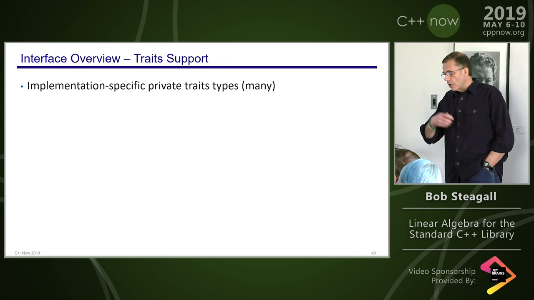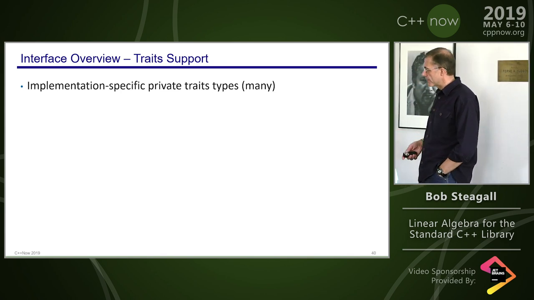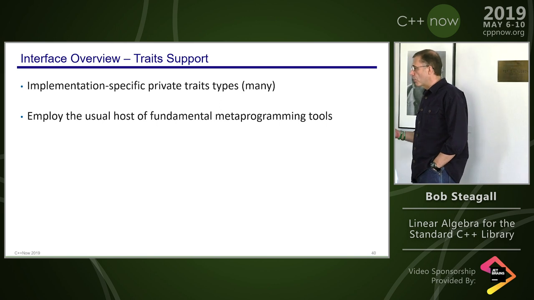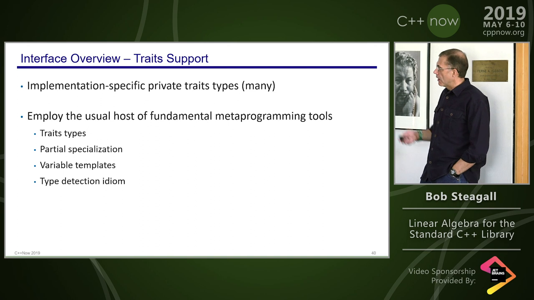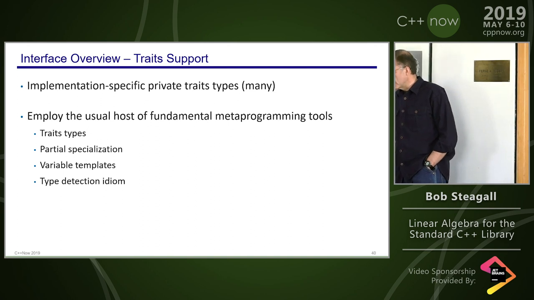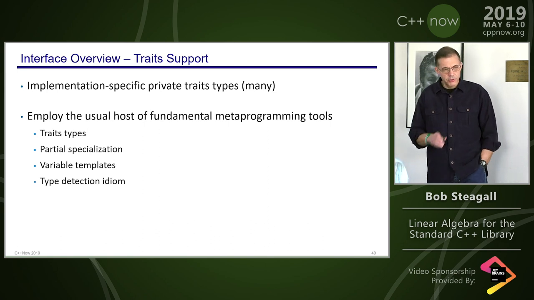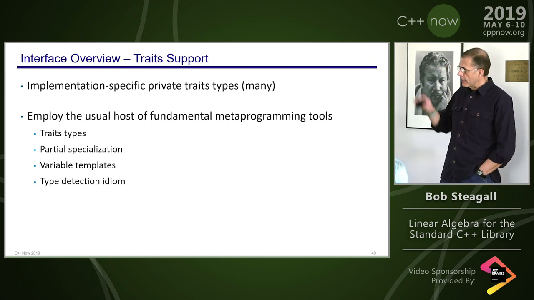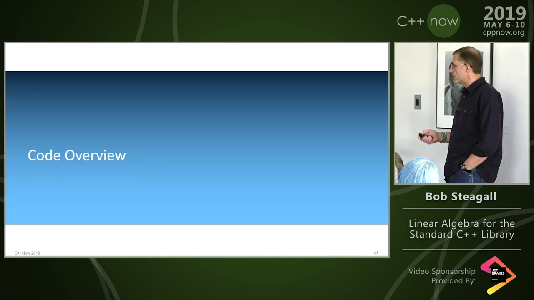There are also a wide variety of implementation-specific private traits. I'm not going to go into those. They employ the usual host of fundamental metaprogramming tools. Of particular interest, and if someone reminds me at the end, we use type detection a lot under the hood to make something very interesting happen. I didn't make any slides about that interesting stuff because that's almost another presentation.